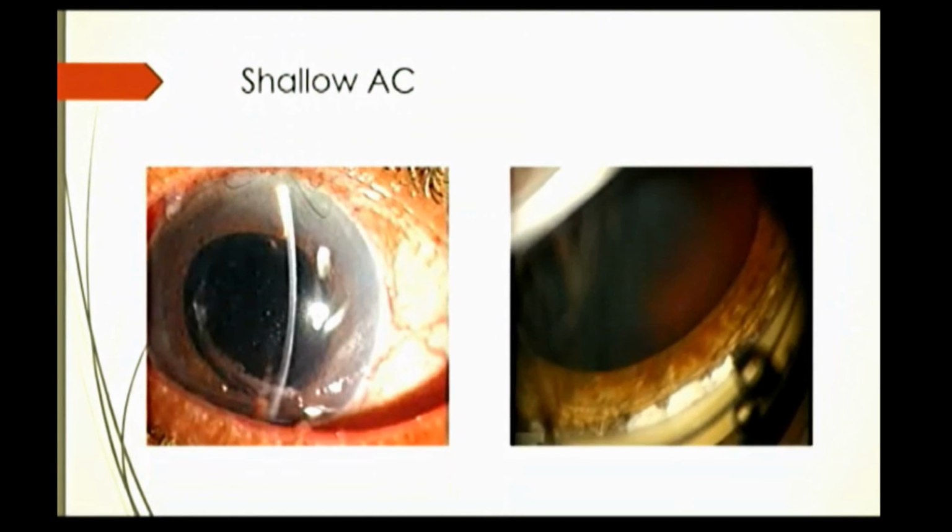What's messed up here? Low IOP here. Sorry, so high or low IOP? This is low IOP. Yes. It is. It looks like cyclodialysis cleft.